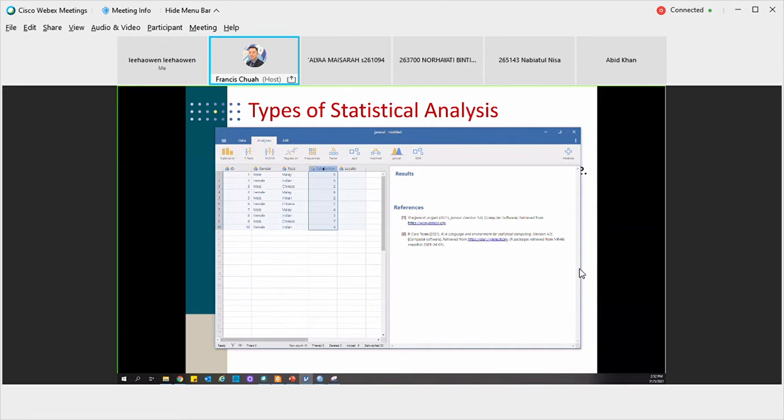How about bivariate analysis then? Okay, a bivariate analysis will involve more than one variable, two variables. So let's say, for example, you study the relationship between satisfaction and loyalty. So now say you have another set of data here. Okay.